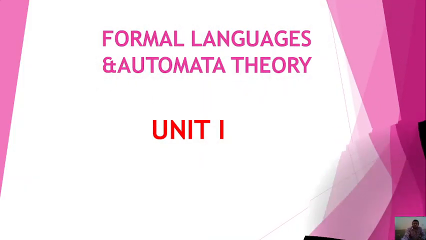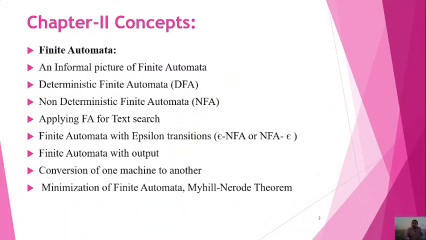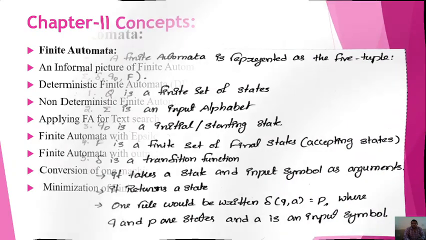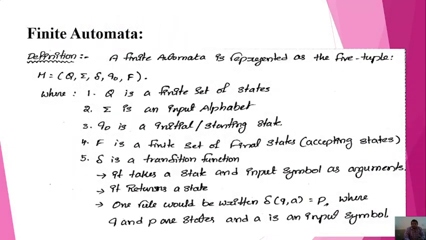So in this video, we can discuss what is meant by finite automata, an informal picture of the finite automata, what are the different types of finite automata, and deterministic finite automata. So first of all, what is the finite automata? Finite automata is a collection of five tuples. Those are capital Q, sigma, delta, Q naught, F.